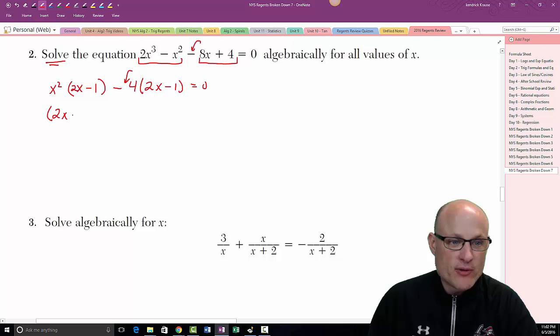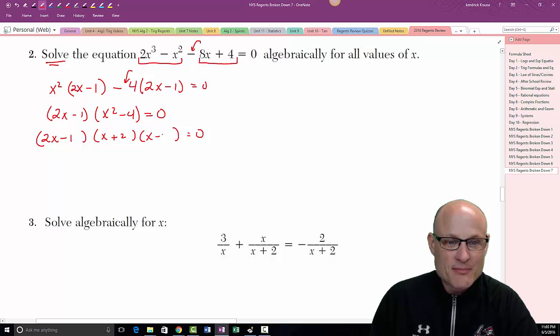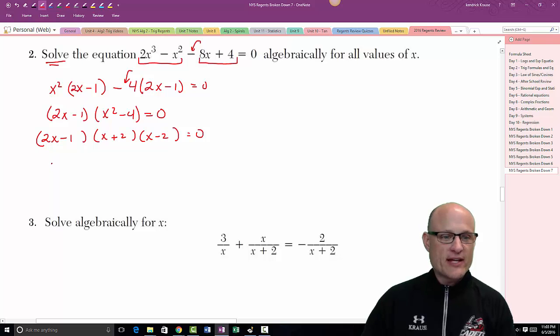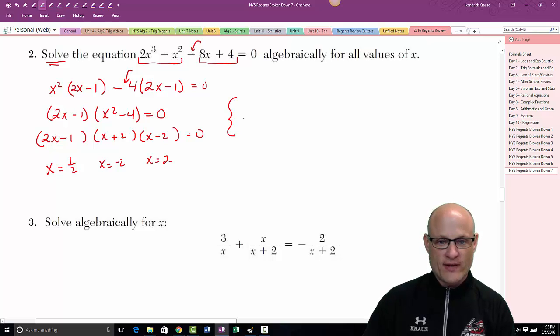So what do I got? My first set of parentheses is 2x minus 1. My second set is x squared minus 4 equals 0. I can still factor that perfect square. So I get 2x minus 1, x plus 2, x minus 2. Now this one doesn't say factor completely. If it did, I'd be done. It says it wants the answers. So my answers are positive 1/2, x equals negative 2, and x equals positive 2. Make your answers look professional: 1/2, negative 2, and 2. All right.